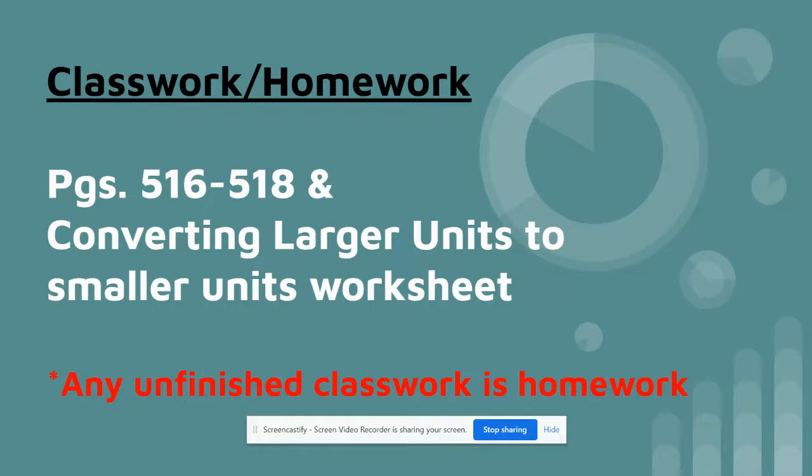Classwork and homework: after this video, you're going to go ahead and work on pages 516 through 518. So that's 516, 517, 518. That's 3 pages, along with the worksheet converting larger units to smaller units. Okay, again, only multiplying. Any unfinished classwork is homework.